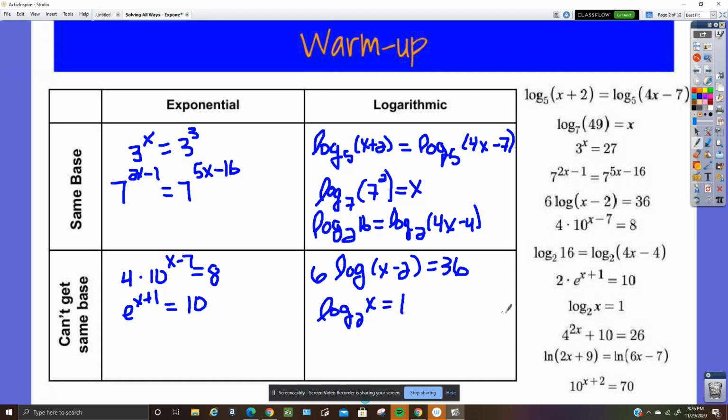And then this one is not the same base. So 4 to the 2x plus 10 equals 26. This one is the same base. I'm not going to try to squeeze that one in there, but it goes here. And then this one does not have the same base.